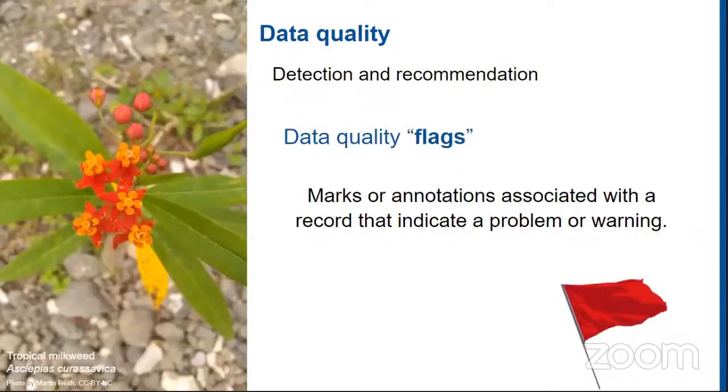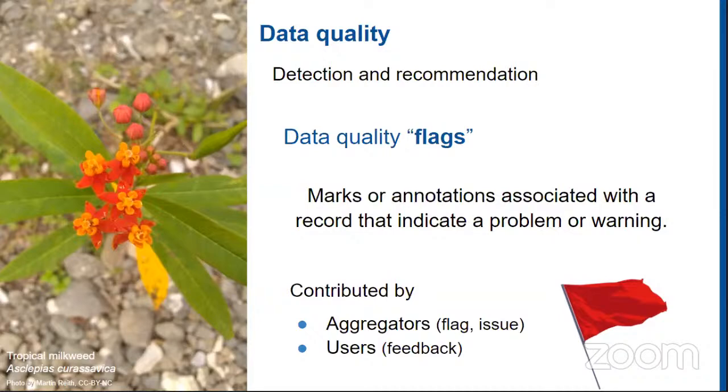So I'm going to give you an example of this approach of detection and recommendation, and it is the use of data quality flags. Flags are marks or annotations that we associate with a record, and they indicate that there is some kind of problem, or they are warning us: be careful, because I think this record might have a problem. And these data quality flags are usually contributed by aggregators, for instance, by GBIF.